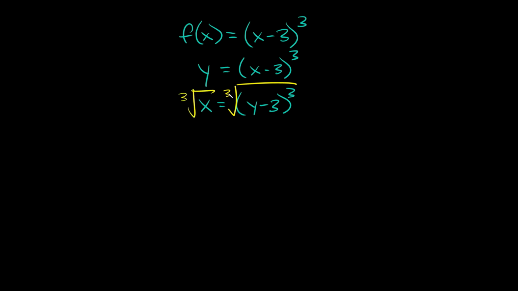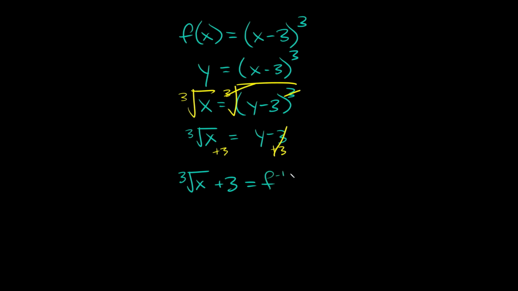Okay, so on this side, the cube root and cubed exponent cancel out. So we're just left with y minus 3 is equal to the cube root of x. Now here we can add 3 to both sides, so we get the cube root of x plus 3 is equal to y. And again, y is our inverse function, so I'll just write it like that right now.